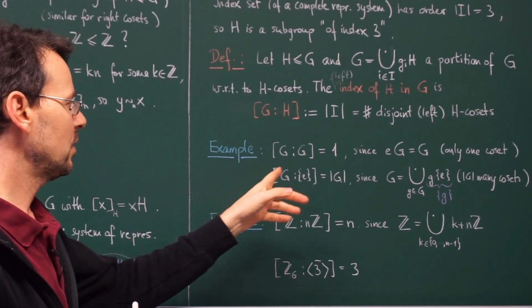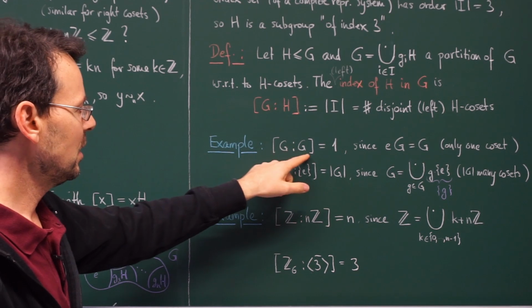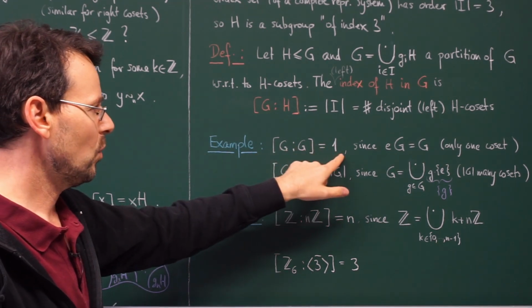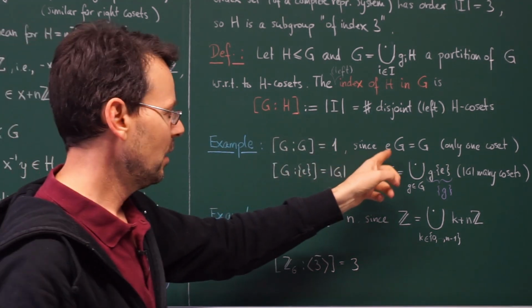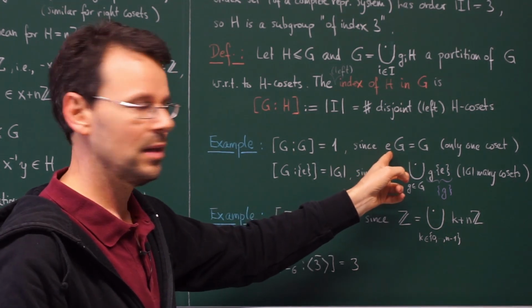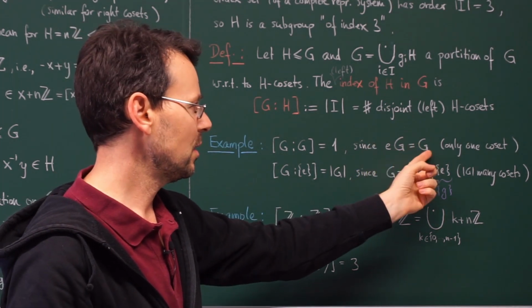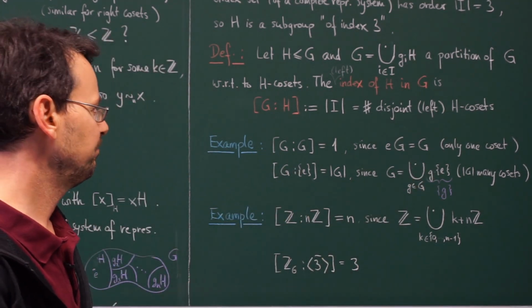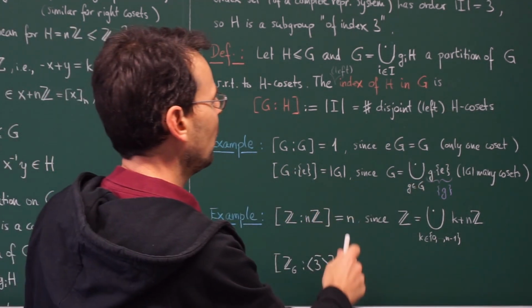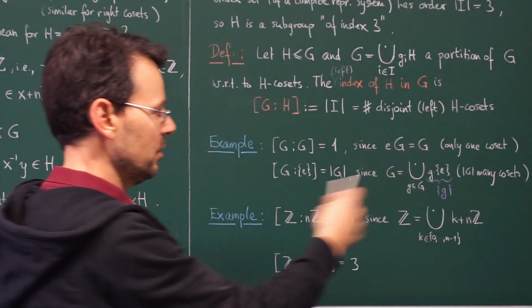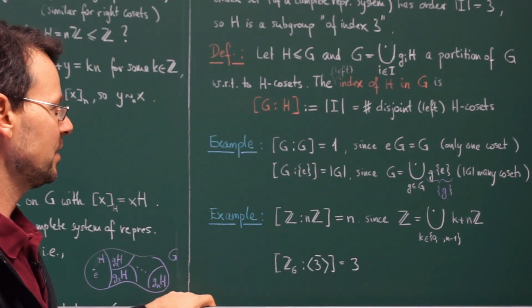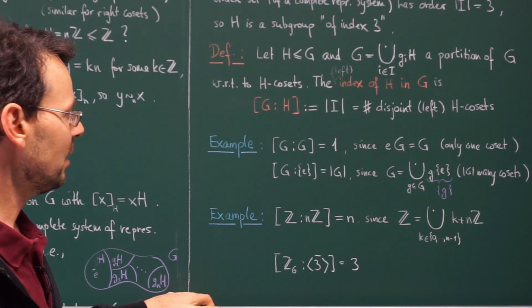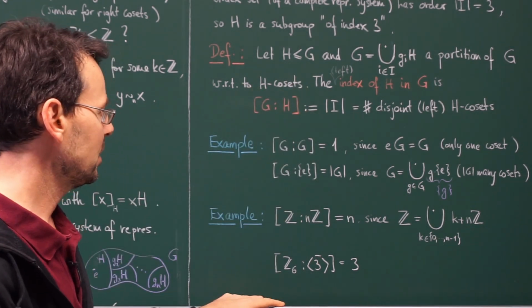Okay, to look at a trivial example, the index of G in itself is always 1. Why? Well, the left coset of the neutral element e, of course, gives me all of G, so there's only one left coset. And you could take any element here. So any element gives rise to the same coset G itself, so the index is 1.